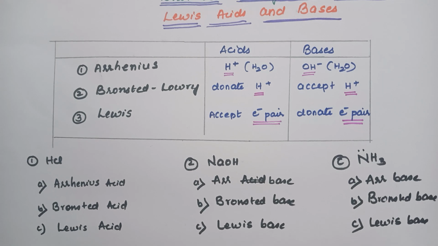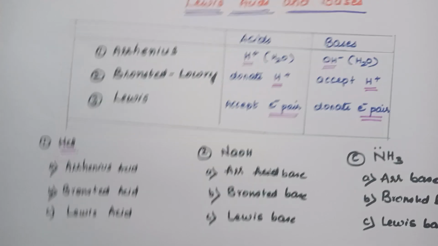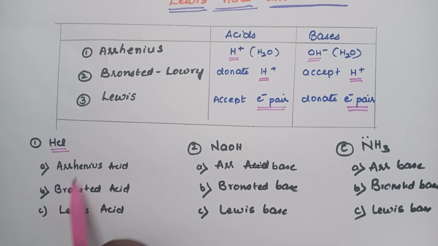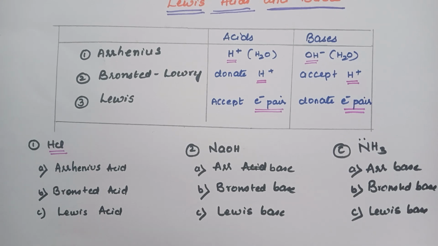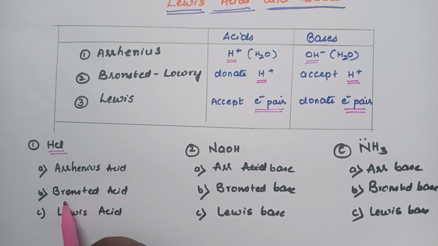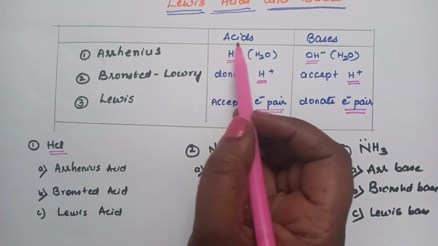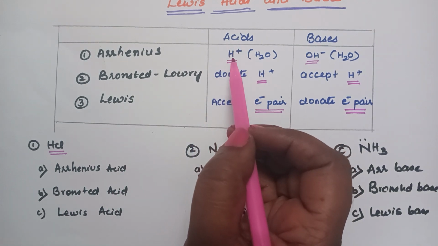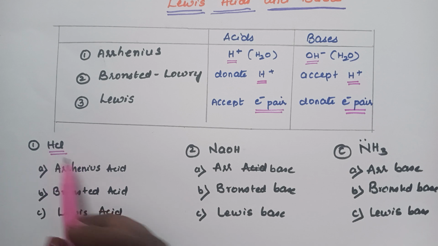So the first example is HCl, hydrochloric acid. Three options are given, and you have to identify the correct option for hydrochloric acid. First is Arrhenius acid, second is Bronsted acid, third is Lewis acid. First we will see Arrhenius acid. Arrhenius acids are substances that, when dissolved in water, produce H plus ion. HCl, when you dissolve it in water, will produce H plus ion because it will dissociate into H plus and Cl minus ion. Therefore this acts as an Arrhenius acid.